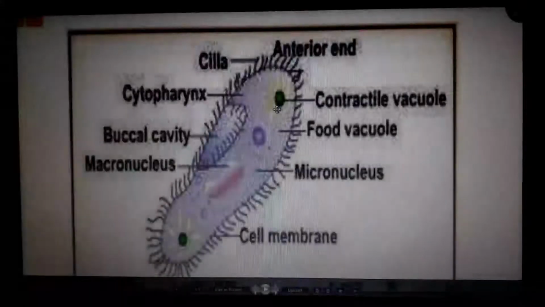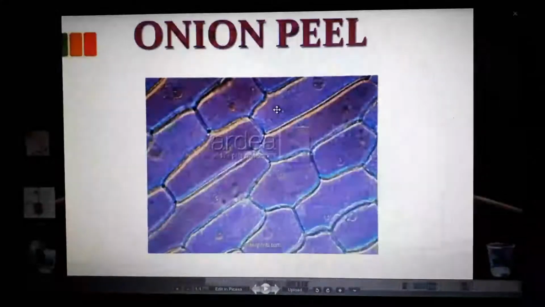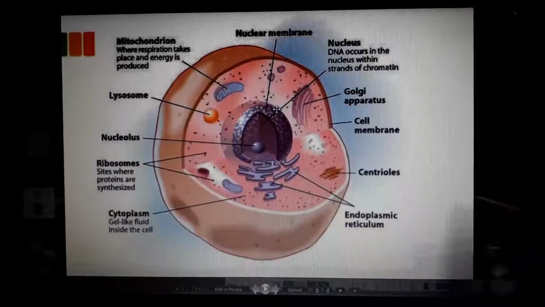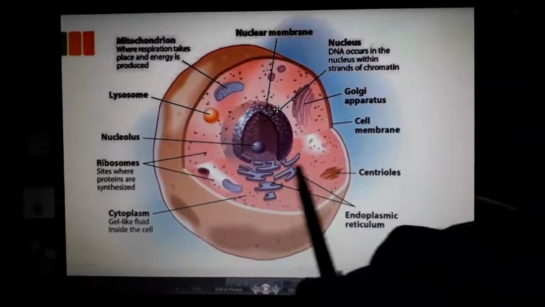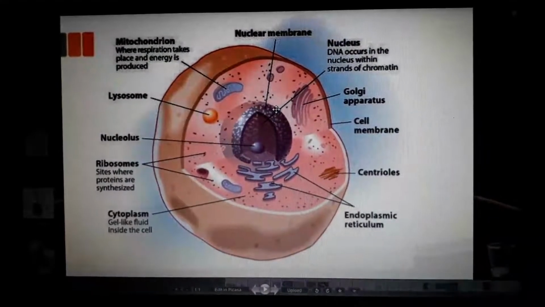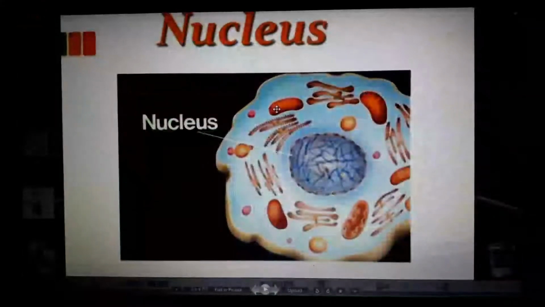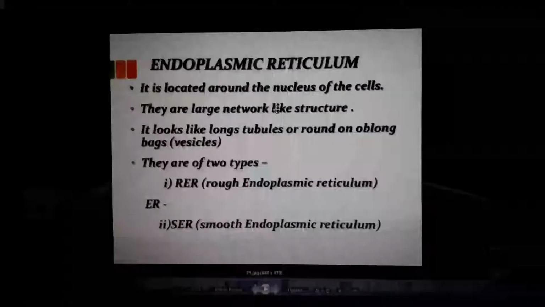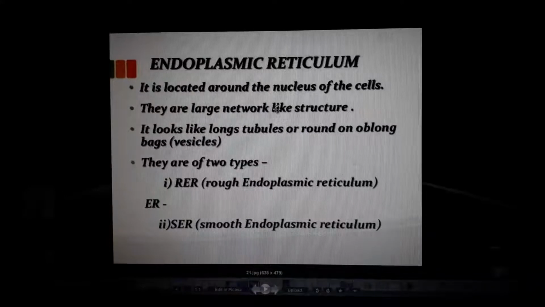Where is this endoplasmic reticulum? Come on, where is it? See, this is the shape of endoplasmic reticulum. It is in the outermost part of the nucleus. Understand? Let's see what their duty is. They are of two types: rough endoplasmic reticulum and smooth endoplasmic reticulum.